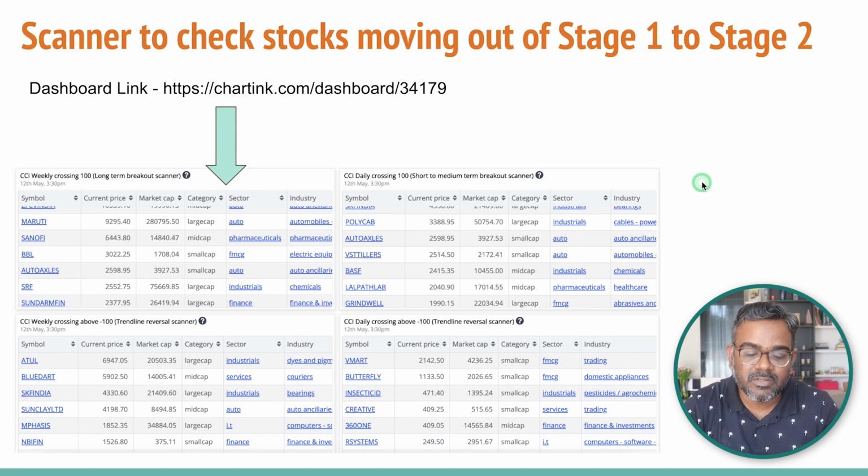Okay, let's discuss the scanner also. A lot of you might ask me, how do I know which stocks are coming out of stage 1 and entering stage 2? I have this dashboard which I always use. Most of you might know it by now, but in case you're new to my channel, you can refer to this scanner, which is the CCI weekly crossing 100, which will give you long-term breakouts, especially stocks coming out of a base. Remember, the longer the base, the higher the chances of returns.